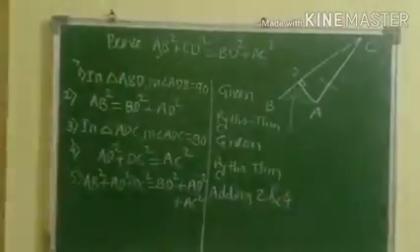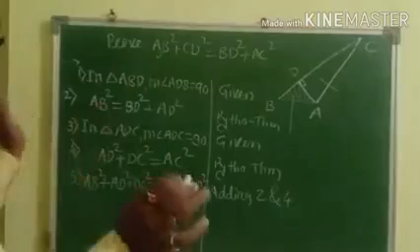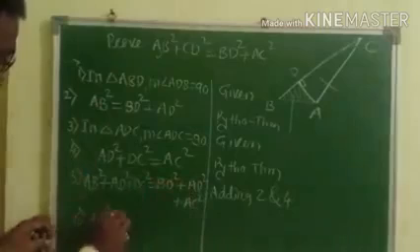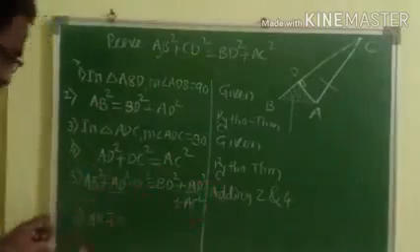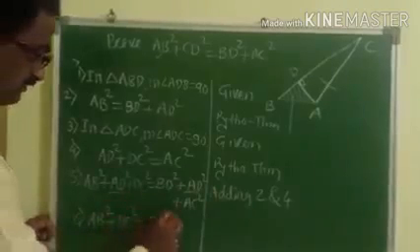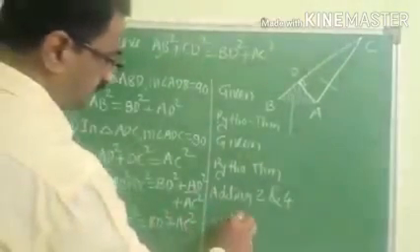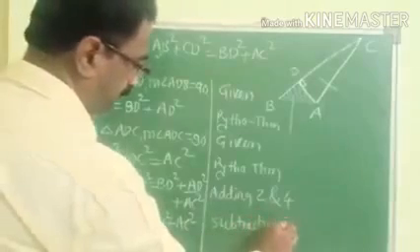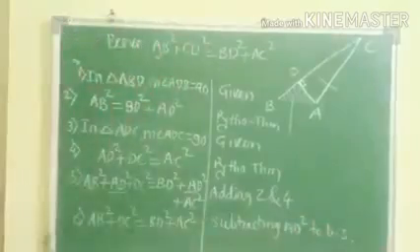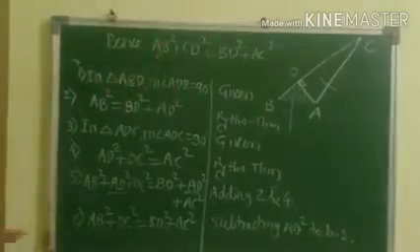Now see both the sides. Here is also AD square, here is also AD square. If we subtract AD square from both sides, we will get the required result. So AB square and AD square both have the same sign. What are the remaining terms? It is equal to BD square plus AC square. Subtracting AD square from both sides, that is the required result: AB square plus DC square is equal to BD square plus AC square.